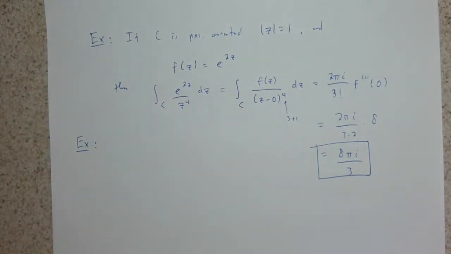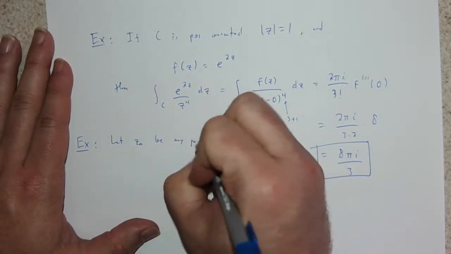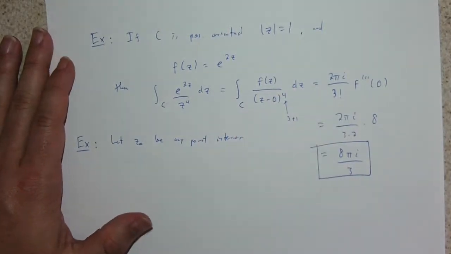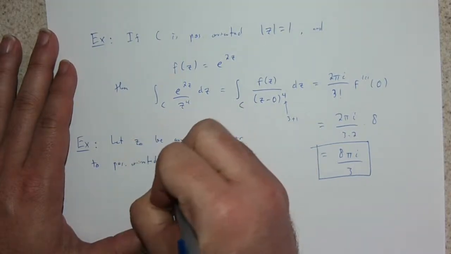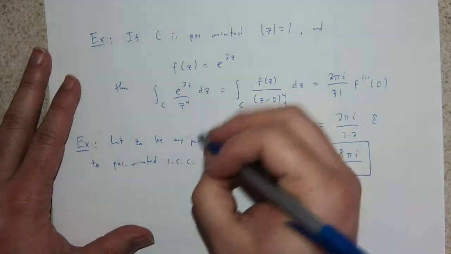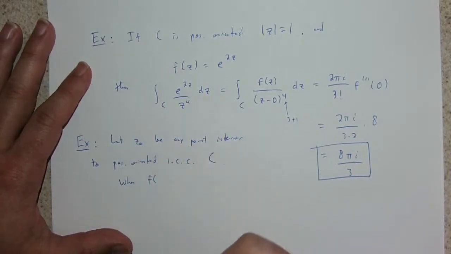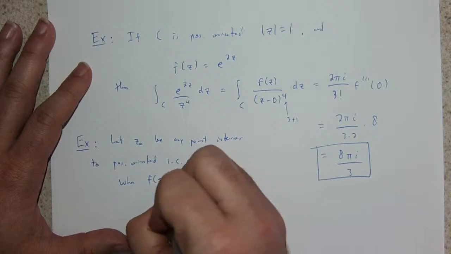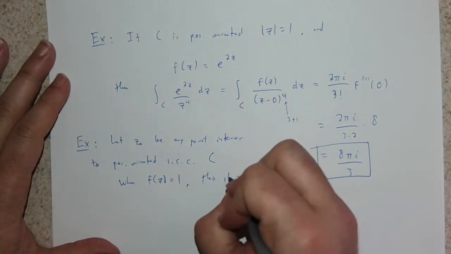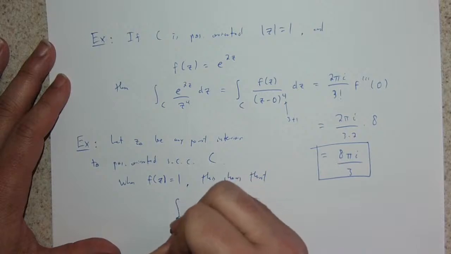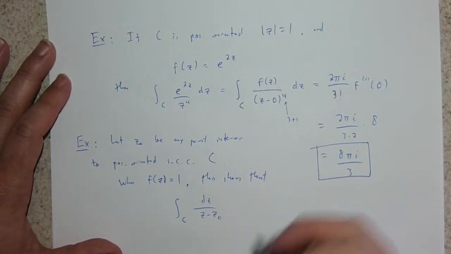Let's do one more example. So let z naught be any point interior to a positively oriented simple closed contour, SCC C. When f of z is equal to 1, so take f of z to just be the constant function 1, this shows that the contour integral over C of 1 dz over z minus z naught is 2 pi i.